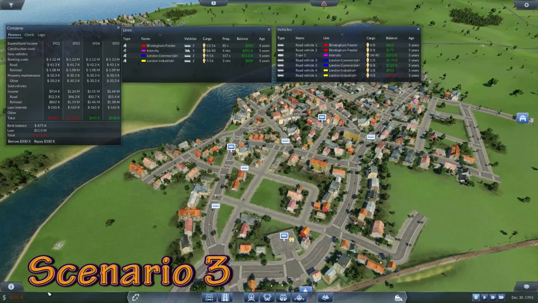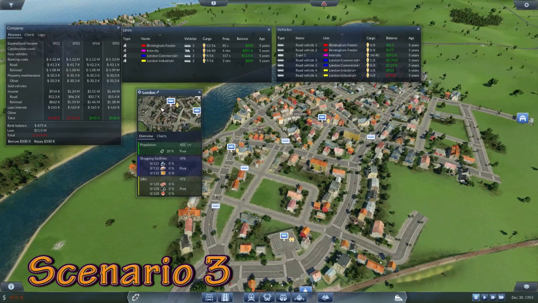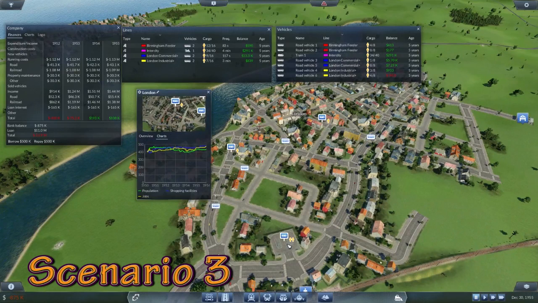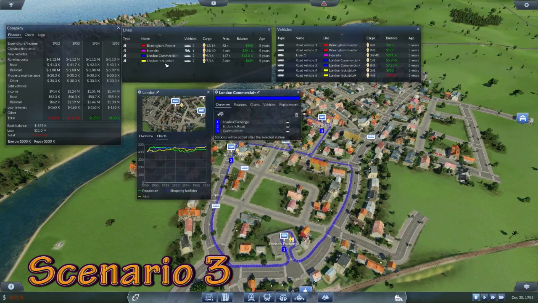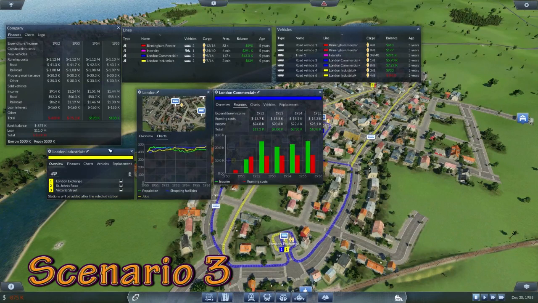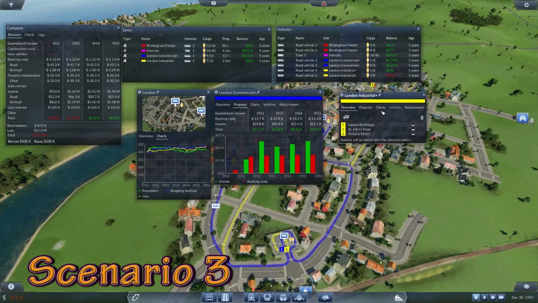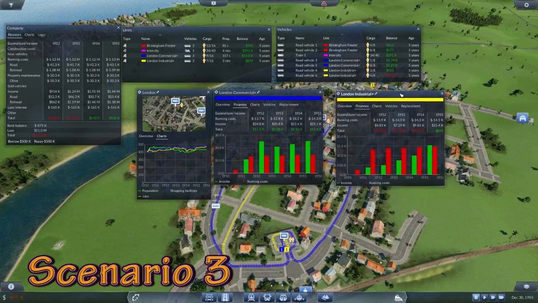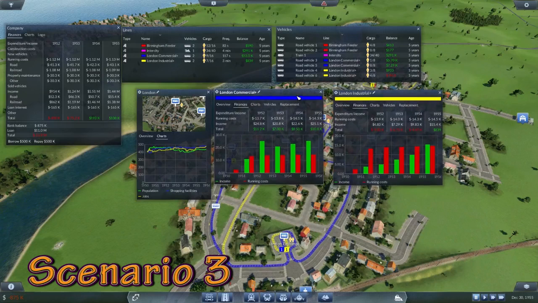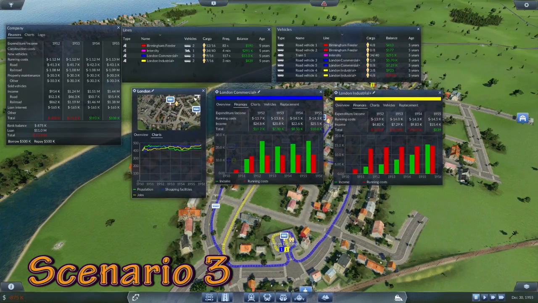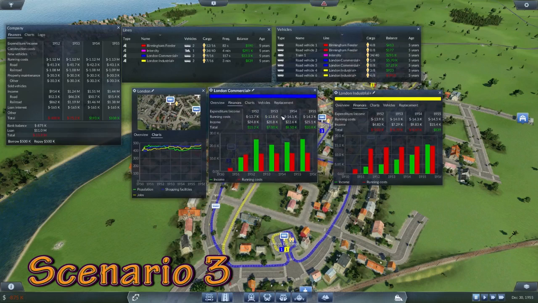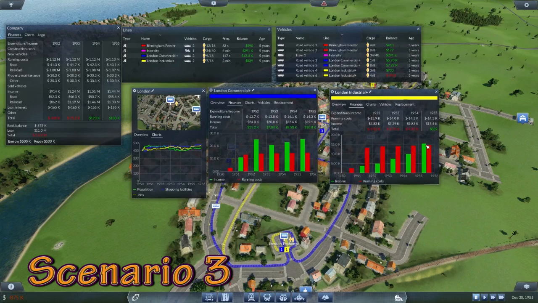I'll just bring those figures back up again. I want those for my final screenshots. So that's the chart, and we want the finances for the two routes. And there we are. So the commercial, as you can see, is making a healthy profit from fairly early in the game. It dipped for a while in the middle, whereas the industrial has only just crept into profit.